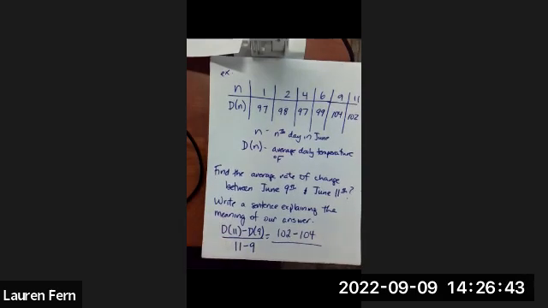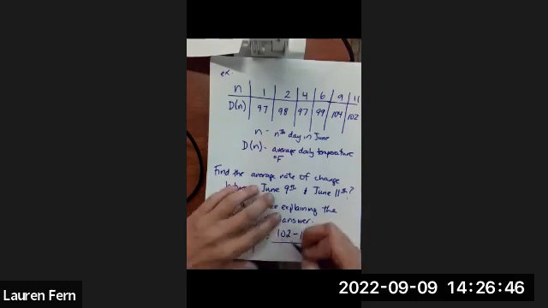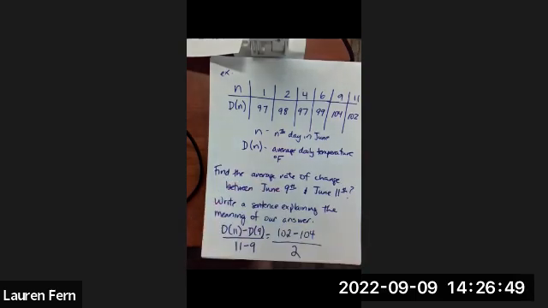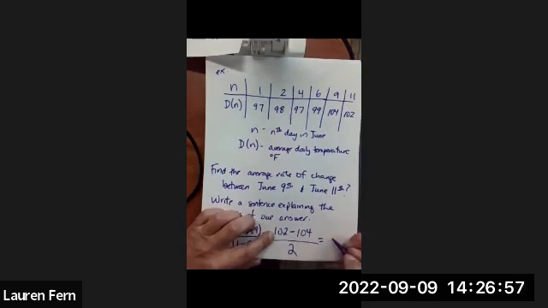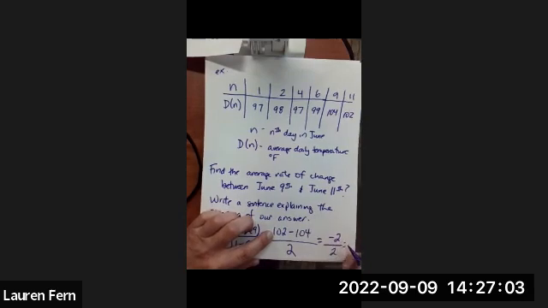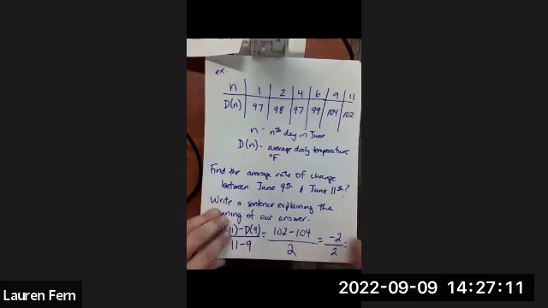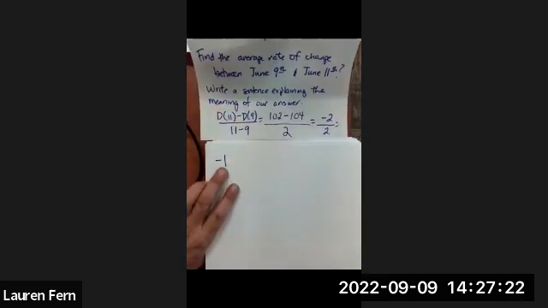With confidence. It would be 2. Don't be shy, my friends. This is a community effort. Well, what's 102 minus 104? -2 over 2. And what do we get out? -1. So the average rate of change, if we were just doing these computations, we would get -1.